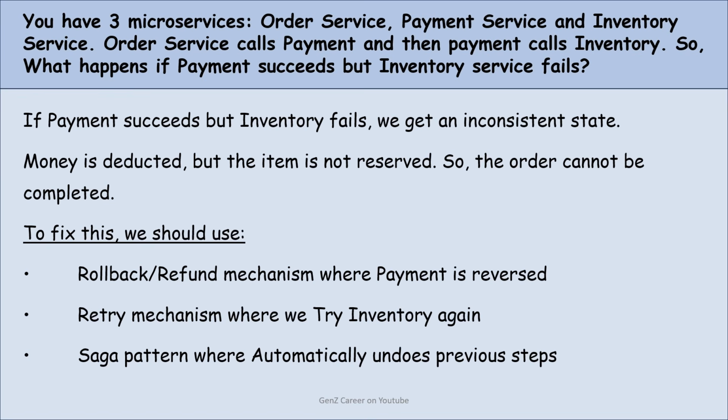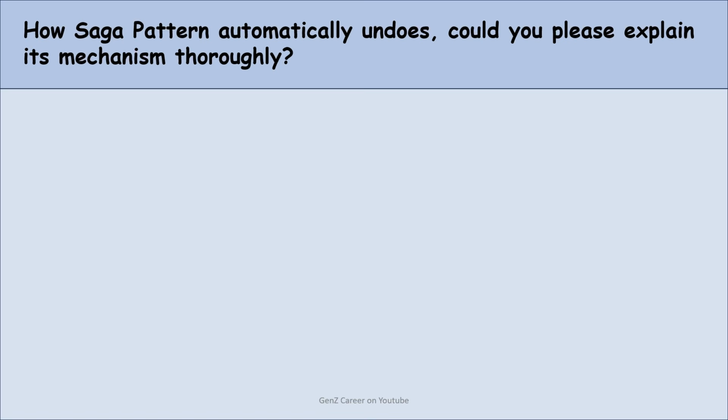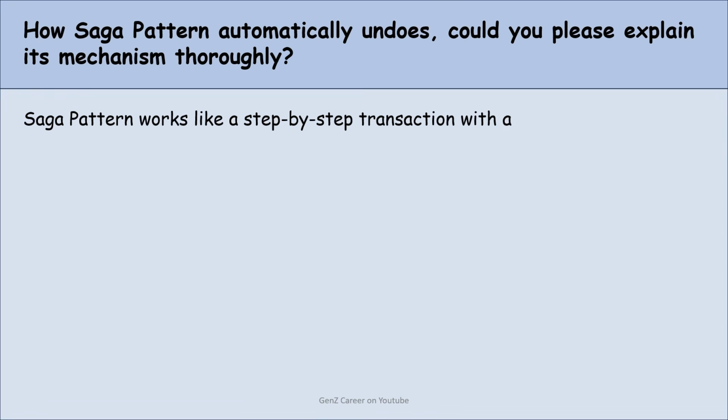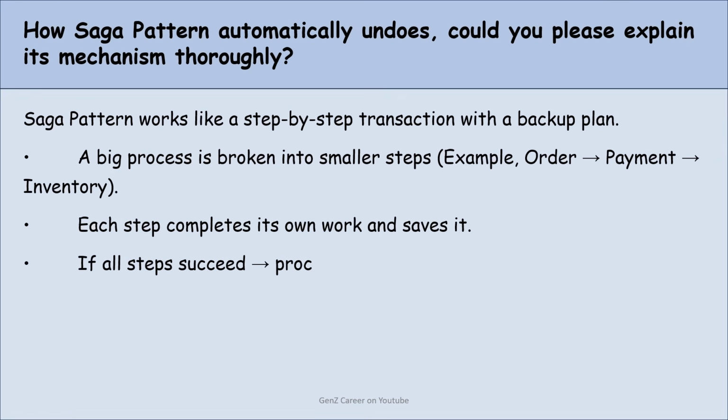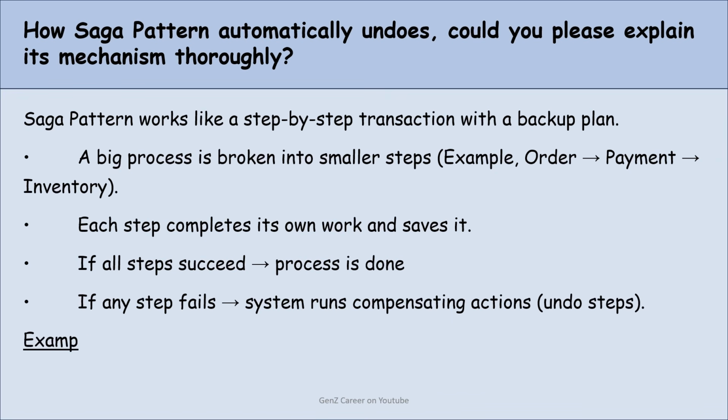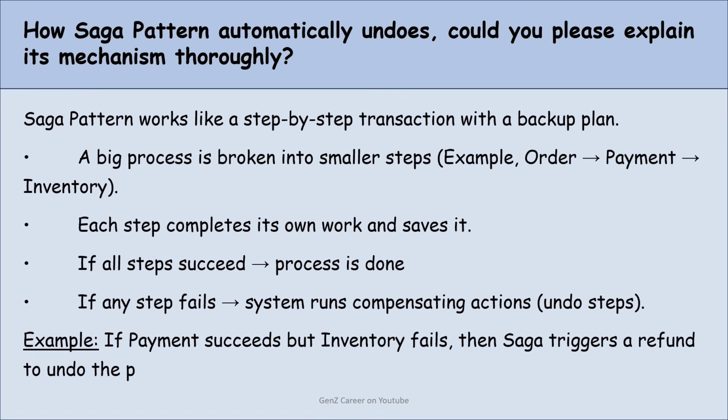So guys, next question is how saga pattern automatically undoes. Could you please explain its mechanism thoroughly? So guys, saga pattern works like step by step transactions with a backup plan. Here a big process is broken into smaller steps, for example, order, payment, and inventory. Each step completes its own work and saves it. If all steps succeed, then the process is done. If any step fails, then the system runs compensating actions. Compensating action means undoing steps. Are you getting my point? For example, if payment succeeds but inventory fails, then Saga triggers a refund to undo the payment.